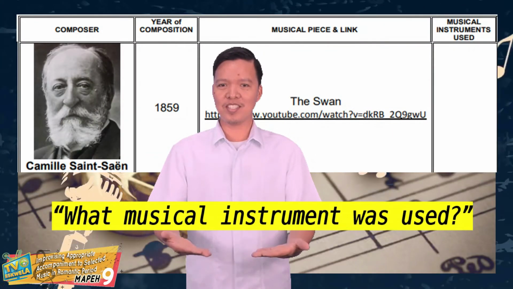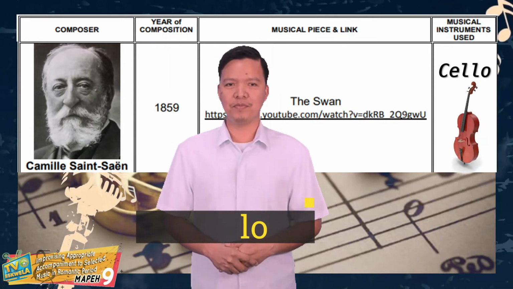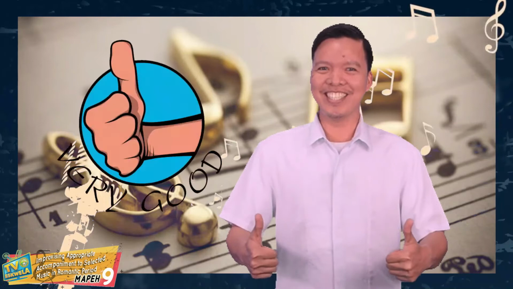And the answer is cello. Are your answers all correct? Very good! If you can observe from the activity, the musical pieces composed by the well-known composers during the Romantic period were played by instruments such as the piano and the violin.